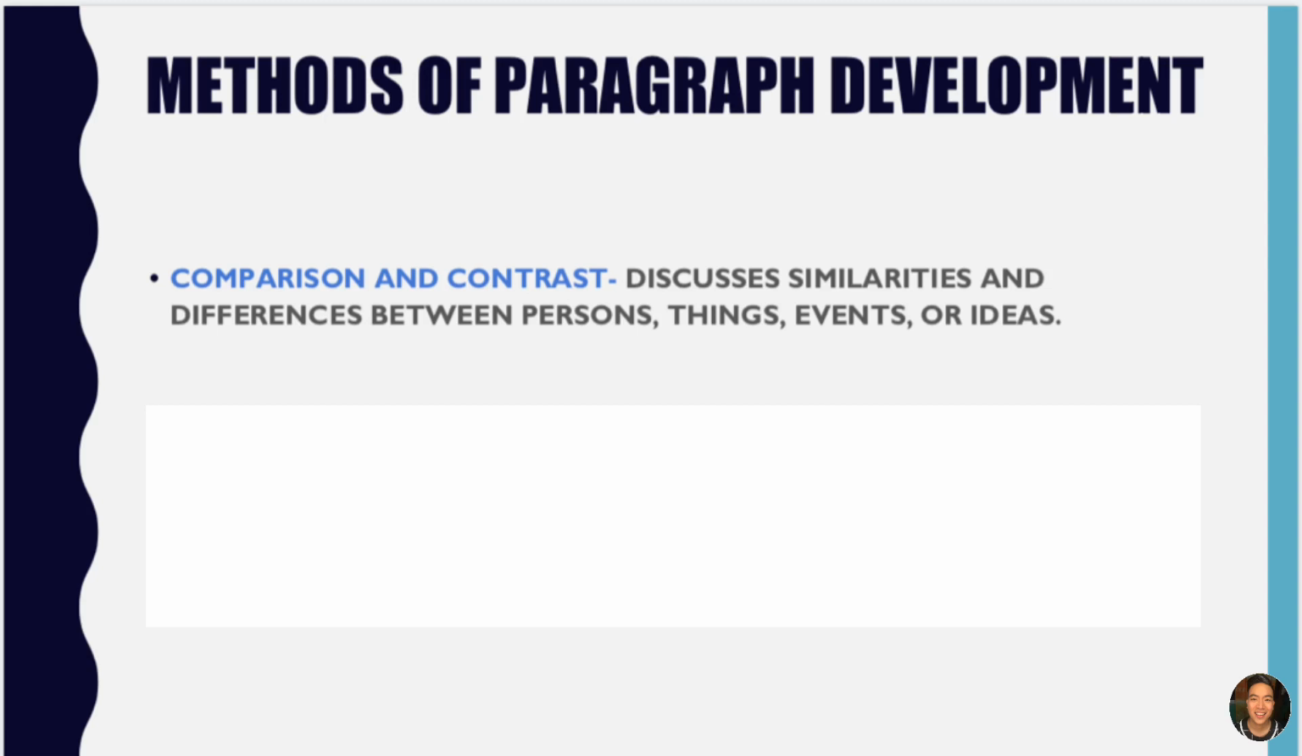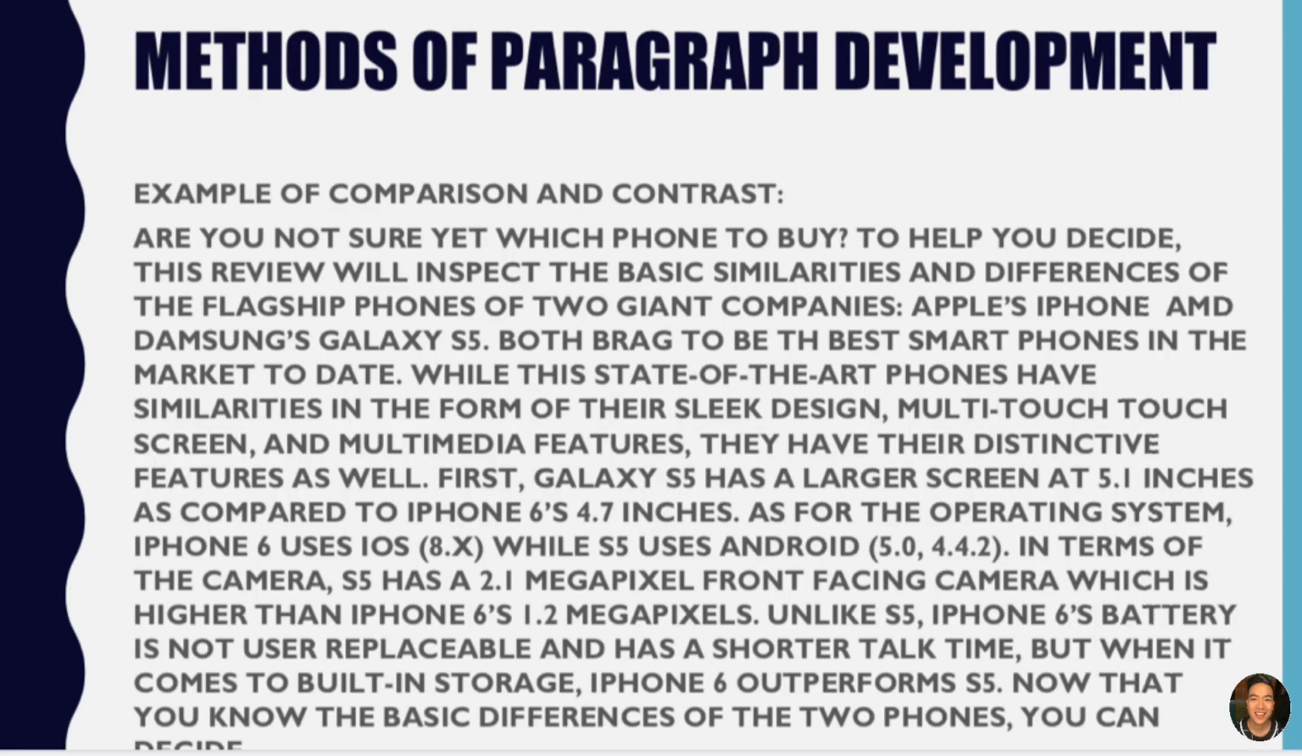So let's have an example here and try to locate the signal words that are being used for comparison and contrast. Are you not sure yet which phone to buy? To help you decide, this review will inspect the basic similarities and differences of the flagship phones of two giant companies, Apple's iPhone 6 and Samsung's Galaxy S5. Both brag to be the best smartphones in the market today. While these state-of-the-art phones have similarities in the form of their sleek design, multi-touch touchscreen, and multimedia features, they have their distinctive features as well.